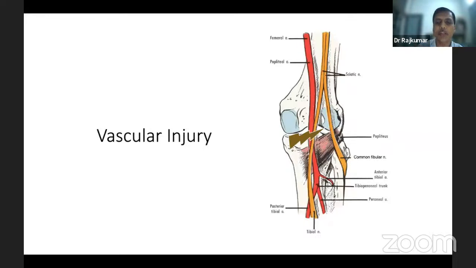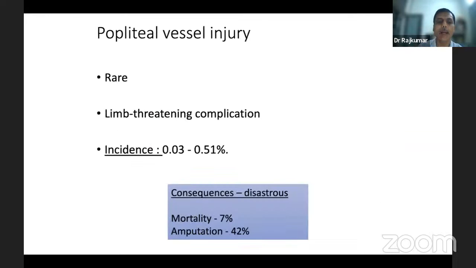So vascular injury, again, it is not very common, but always we have to keep it in mind. Where it happens, it is mainly the popliteal vessel. But the problem is it has to be identified. If it happens, it has to be identified. Otherwise, it becomes life-threatening, or it leads to an amputation. So late identification is the most catastrophic.